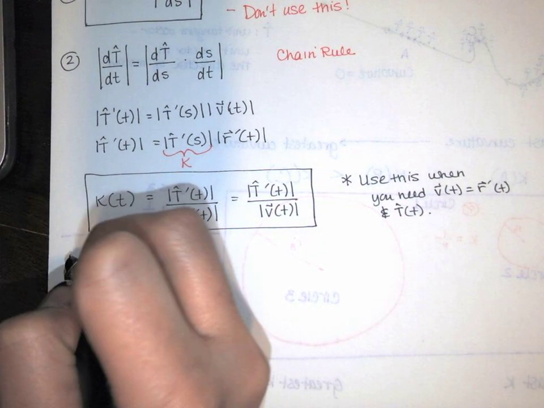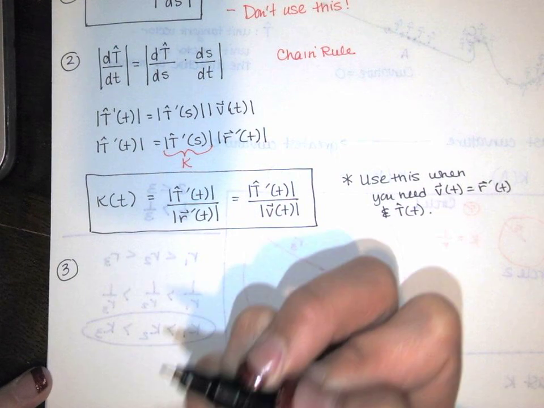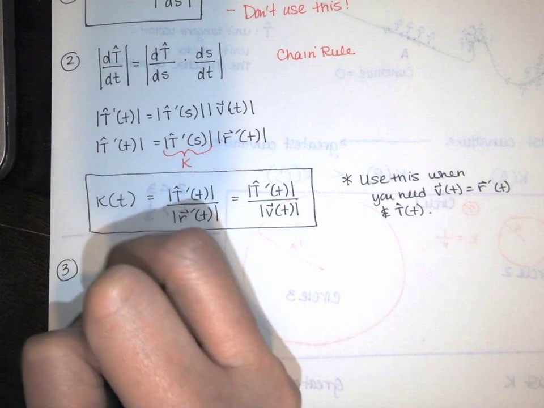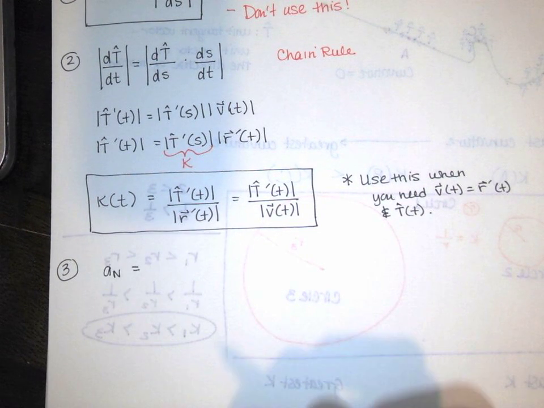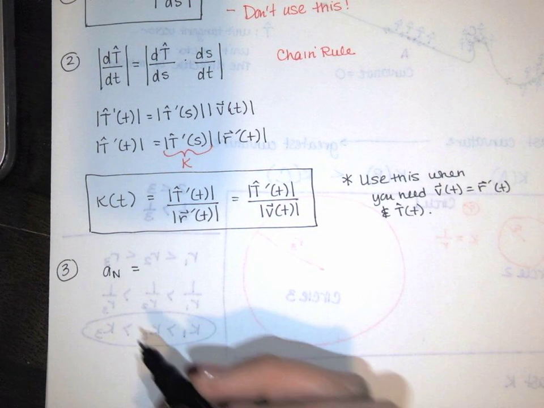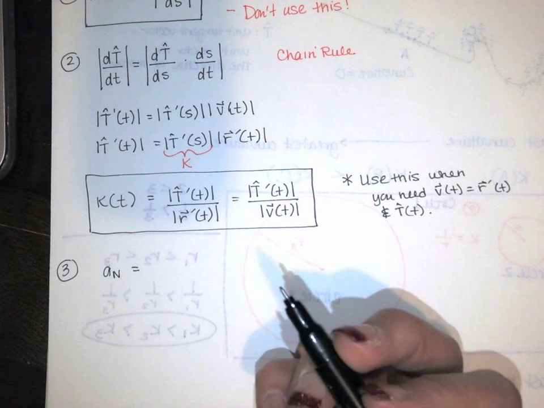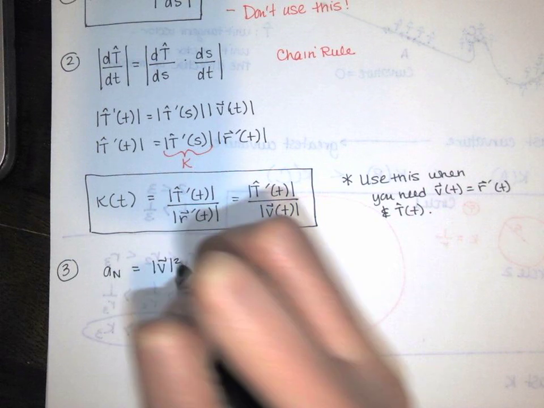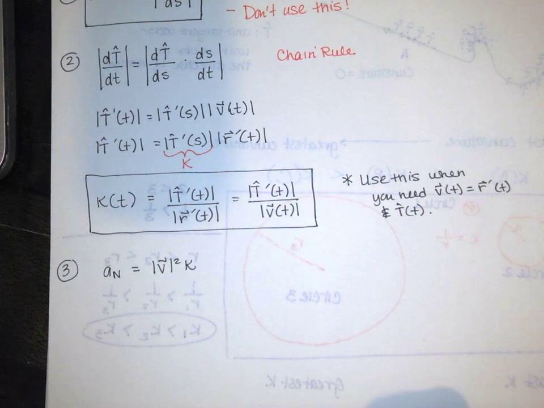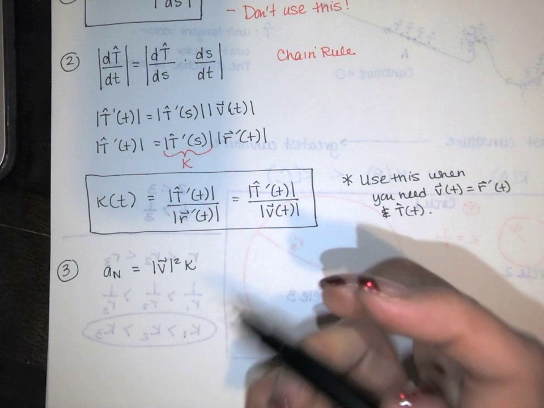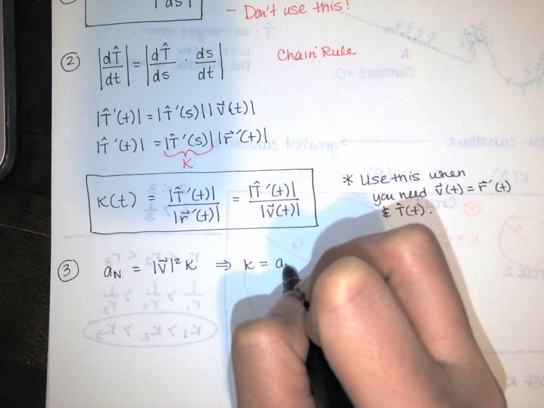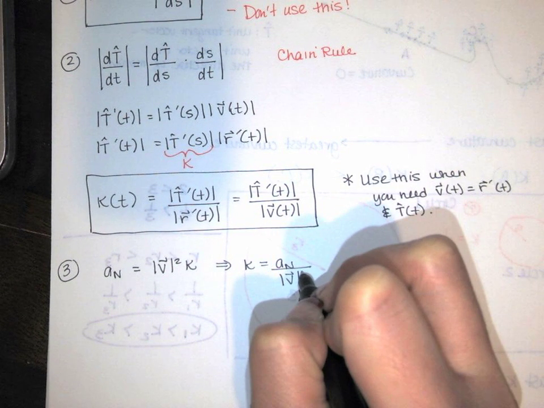The third formula for curvature can be derived using our formula for a sub n. Earlier, in a different video, we proved that the normal component of acceleration, sometimes called the radial component of acceleration, is the speed squared times curvature. Okay, so if I want, from this, I can solve for curvature. Curvature is just a sub n divided by speed squared.